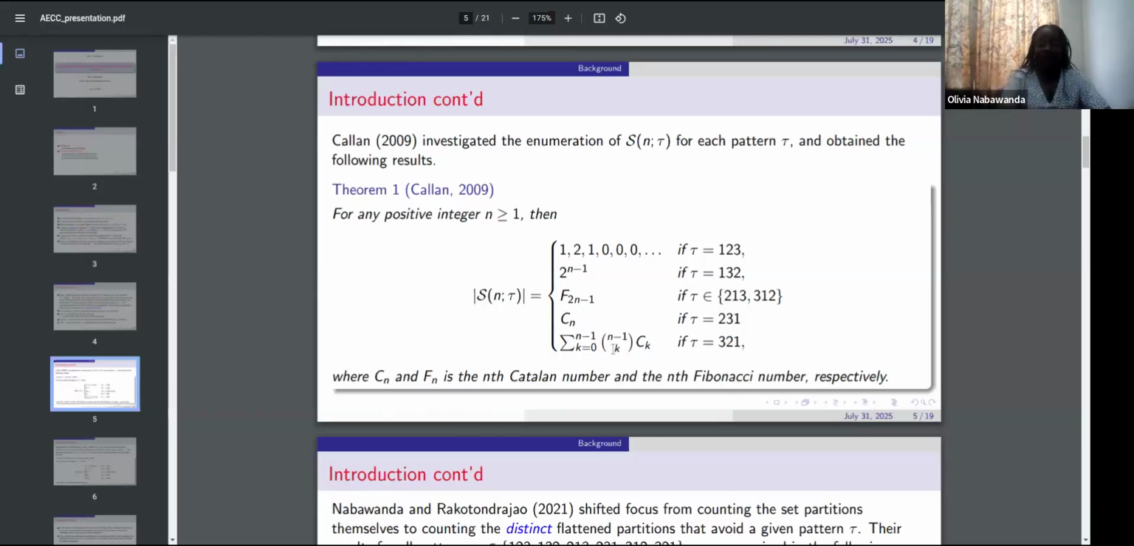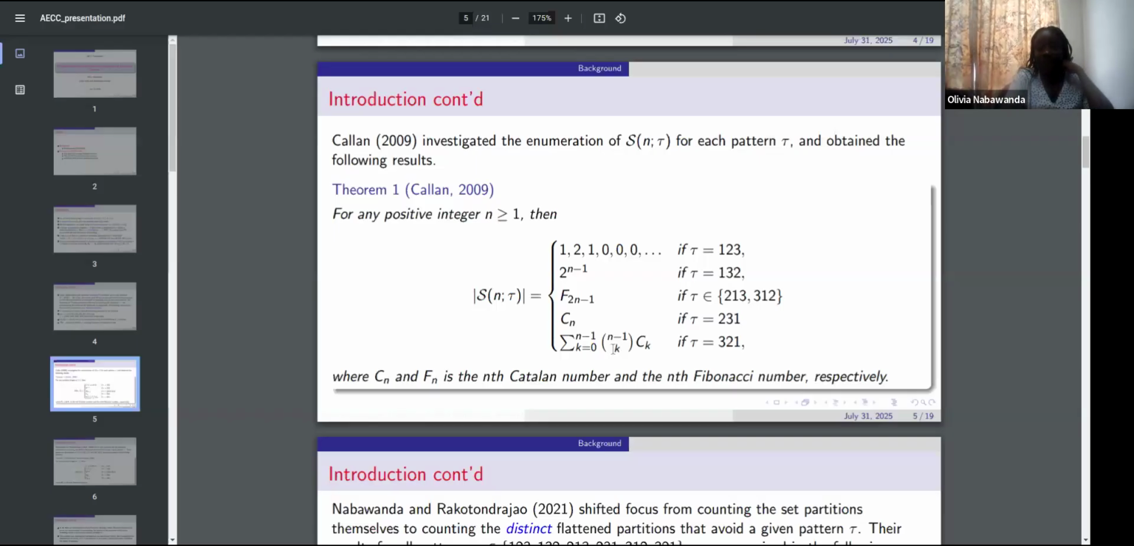And in 2021, myself and Rakton Rajao shifted focus from just counting the set partitions and decided to look at the distinct flattened partitions. And we are interested in enumerating the number of such flattened partitions avoiding a given pattern tau. And we still looked at patterns of length 3. And these were our findings.